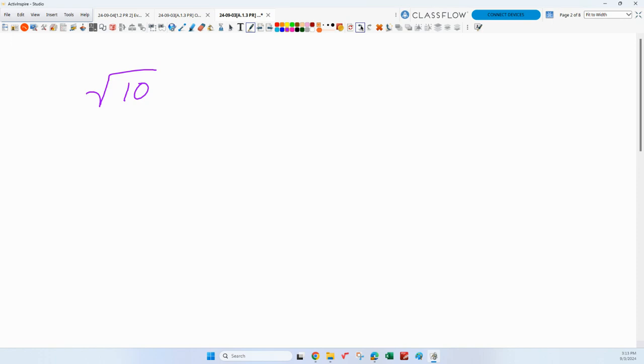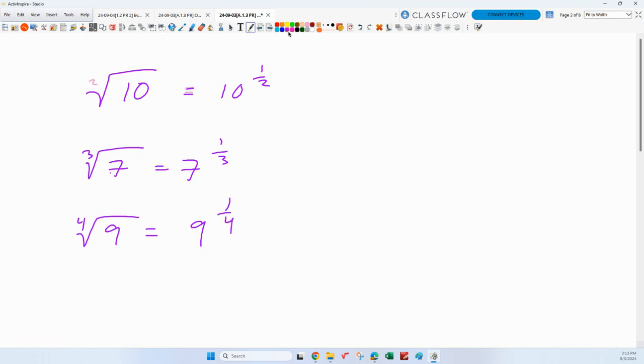Second root, yeah. So a square root, there's an invisible 2 that sits there. The square root of 10 is equal to 10 to the 1/2. The cube root of 7 is equal to 7 to the 1/3. The fourth root of 9 is equal to 9 to the 1/4.